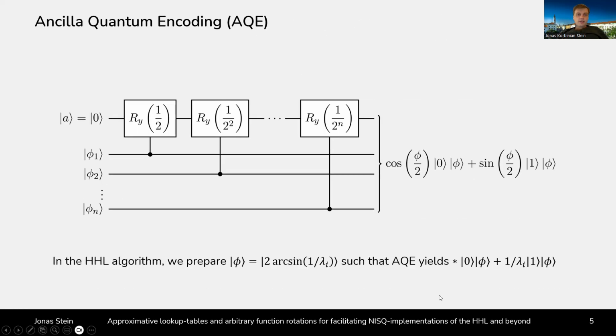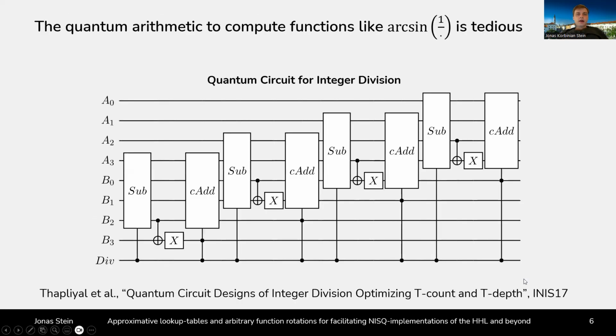The thing now is, as you can see, we have to prepare our state in a weird way here, because we need this arcsine in there. And we even need this 1 over x to be calculated arithmetically. This here is a circuit which can do that, taken from Tablier et al. You can see this is already very, very complicated. We see adders and subtractors here, which themselves need a lot of qubits. And this is just the integer division. If we have to do the arcsine on top of that, the circuit is going to get huge, and you can see here the number of ancilla qubits is really, really big.